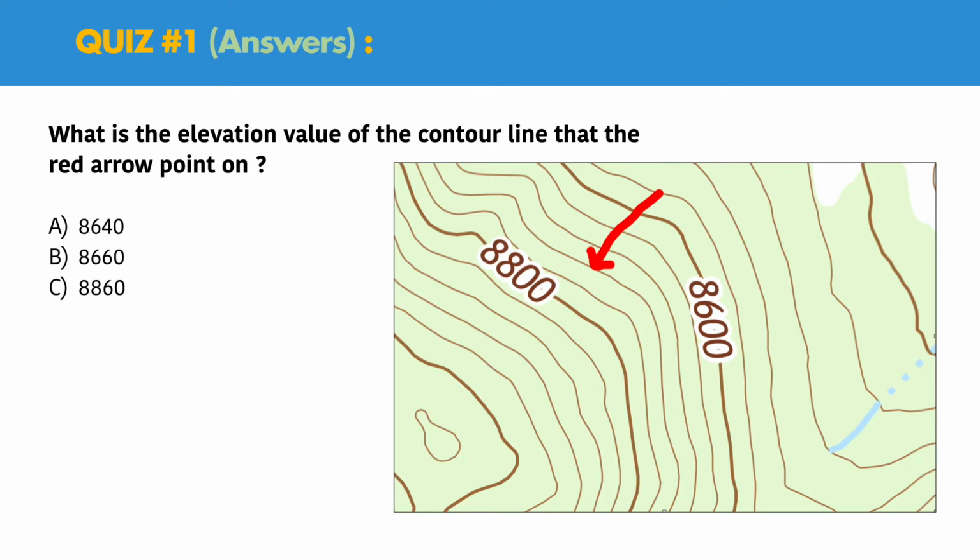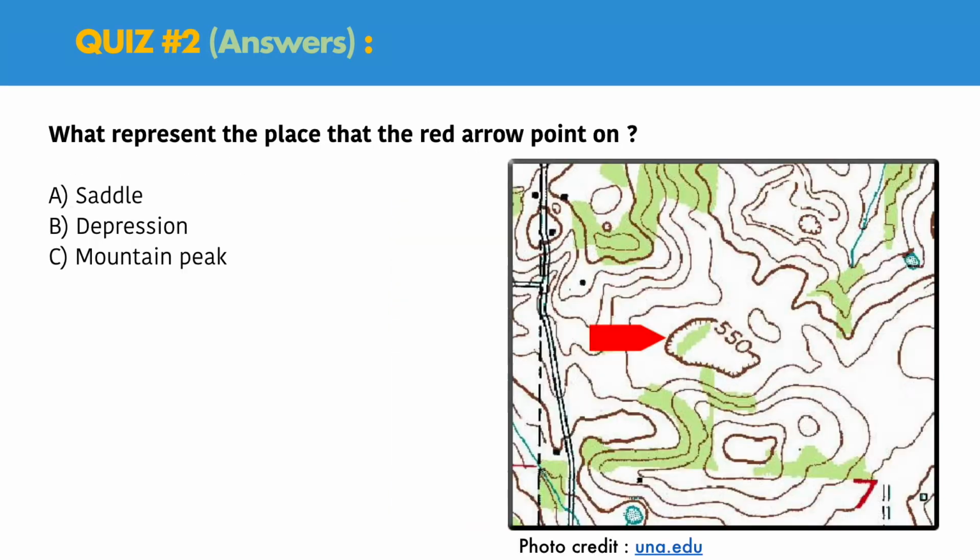To do that, we have to use these two index contour lines' elevation values. Between 8,600 and 8,800, we have 200 of difference and 5 contour lines. So each contour interval represents 40 feet of difference. So if we start from this contour line of 8,600 and we go up, our contour line will have the value of 8,660 feet. So the correct answer is B.